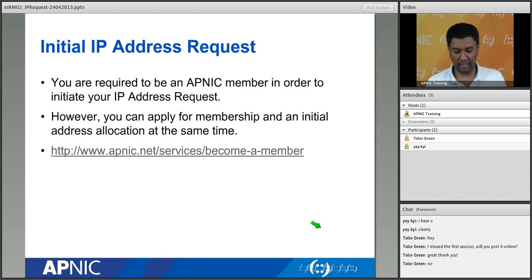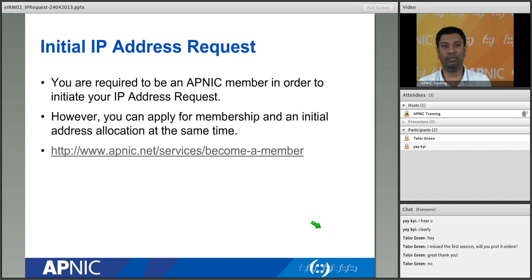Then at the final stage, you need to apply for address. When you apply for address, there are two ways. If you are not an existing member of APNIC, a new member, then you can use that URL, www.apnic.net/service, to become a member. When you become a member, you can send your membership request along with your IP address request. You can send both together.